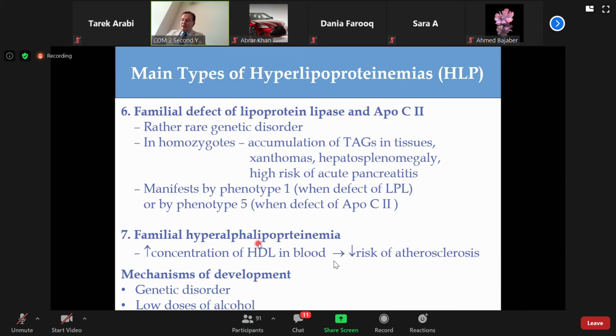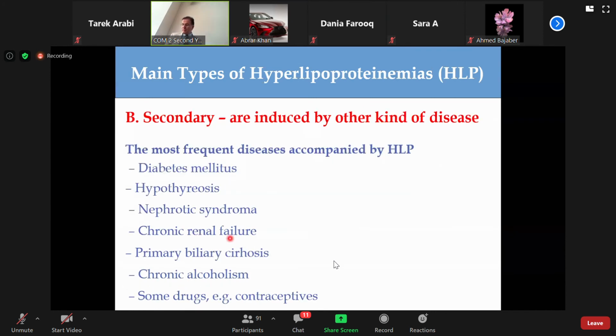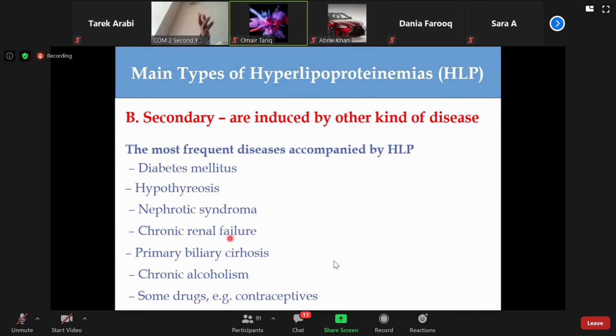Finally, the familial alpha lipoproteinemias. We said the alpha apoproteins are present where? In HDL. So when we have familial alpha lipoproteinemias, there's increased concentration of HDL cholesterol in the blood. Thus, there's a reduction of atherosclerosis. Okay, we move on to the secondary. Why are we being given this lecture in endocrine? Well, look into the secondary conditions that could lead to hyperlipoproteinemias or dyslipoproteinemias.